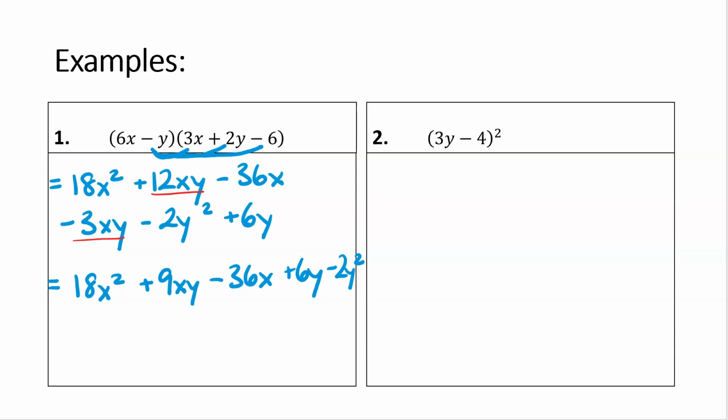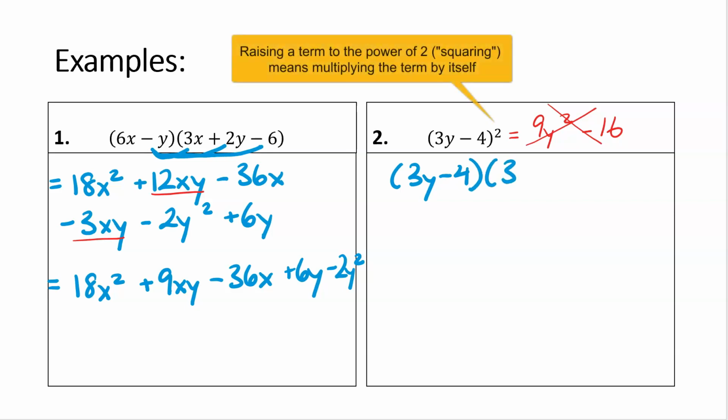Okay, next example. Want to warn you, and don't copy this part down, but this 3y minus 4 squared does not just equal 3y squared, which is 9y squared, minus 4 squared, which is 16. That is incorrect. What you need to start with is to write the 3y minus 4 squared as 3y minus 4 multiplied by itself. 3y minus 4.